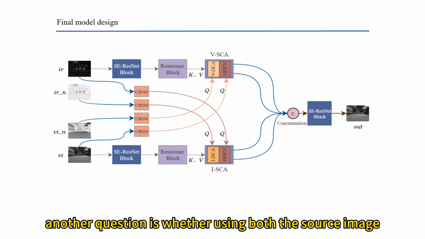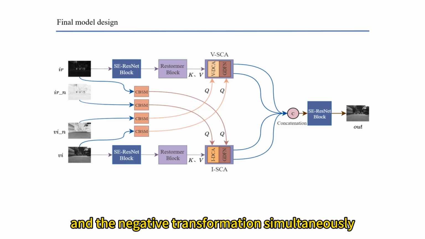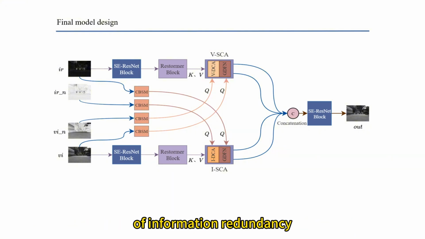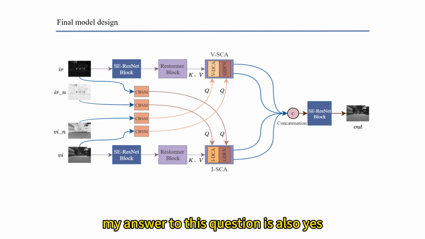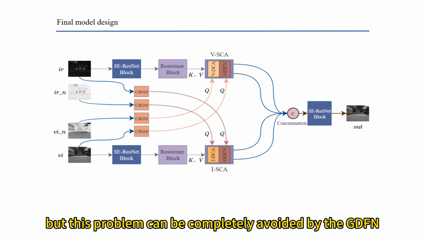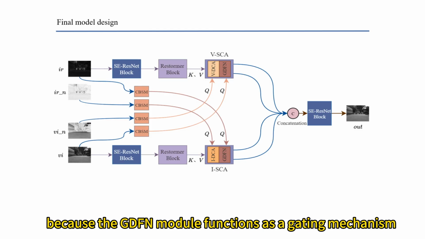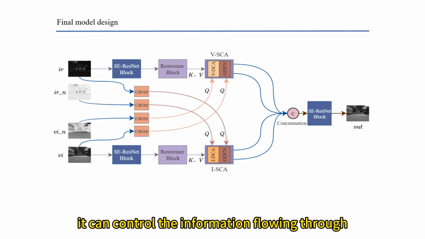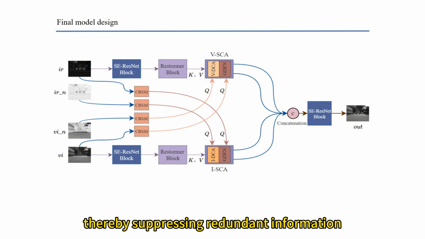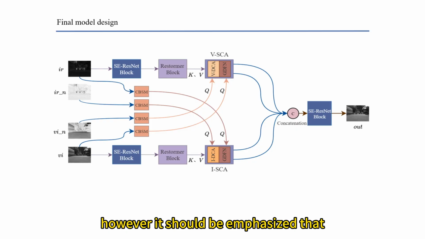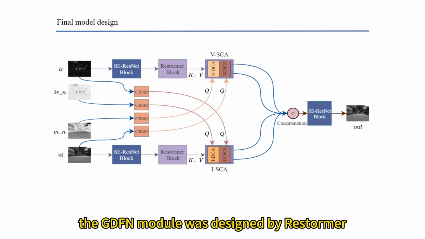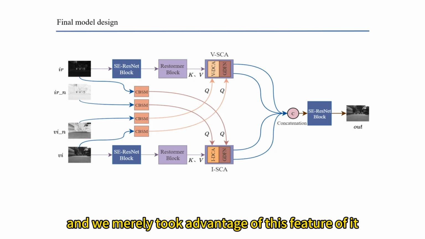Another question is whether using both the source image and the negative transformation simultaneously will introduce a certain amount of information redundancy. My answer to this question is also yes, but this problem can be completely avoided by the GDFN submodule in ISCA and VSCA. Because the GDFN module functions as a gating mechanism, it can control the information flowing through, thereby suppressing redundant information. However, it should be emphasized that the GDFN module was designed by Restormer, and we merely took advantage of this feature of it.